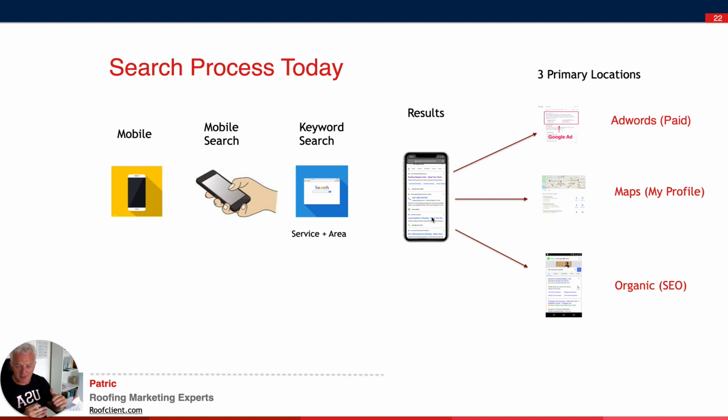Underneath the maps, with the My Profile section, you have the organic section. So if you're putting in roof repairs plus your city, the top 10 listing of websites in the organic rankings, which have been optimized through SEO, will list in that section. Now there is a 4th section: if you skip all those top 10 listings, Google will present you with ads again down at the very end of that.